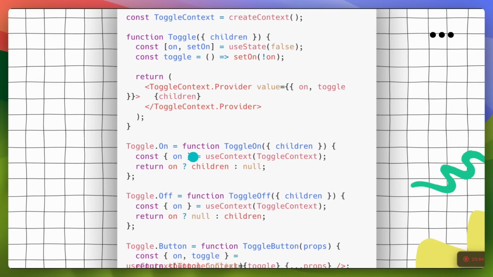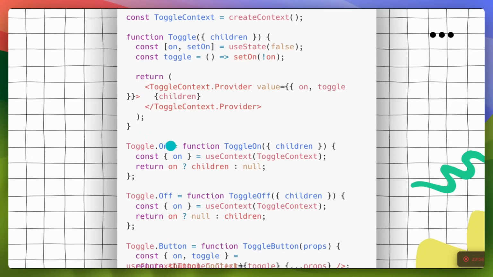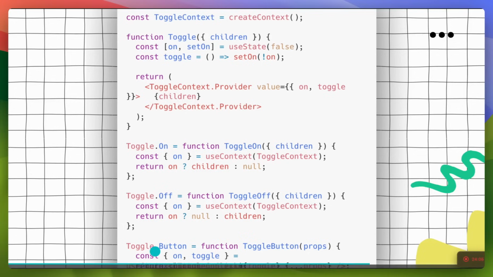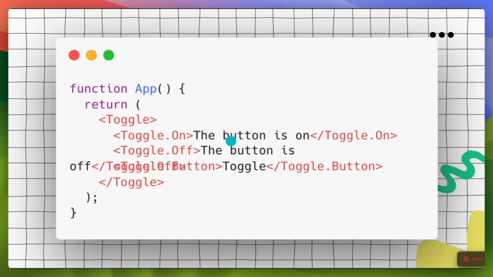And to do so, what you do is you create three components called toggle on, toggle off, toggle button, and you assign them to properties on the toggle component itself. So on toggle.on, you are assigning toggle on component. On toggle.off, you are assigning toggle off, and on toggle.button, you are assigning toggle button. What this does is it will allow you to use these components like this.